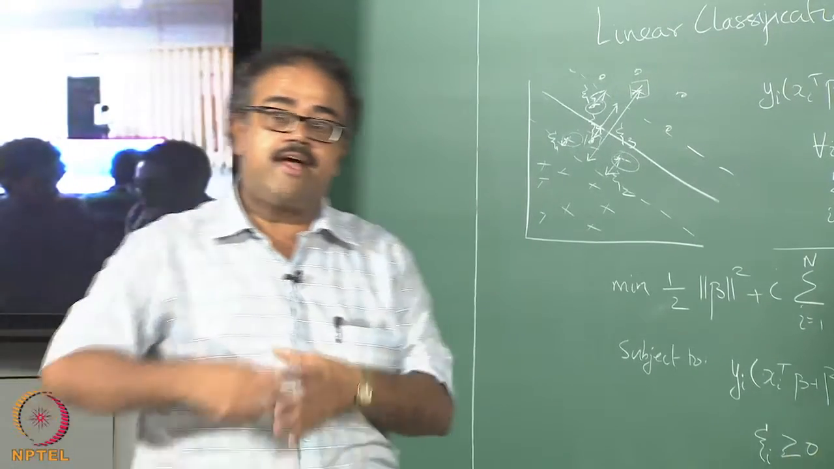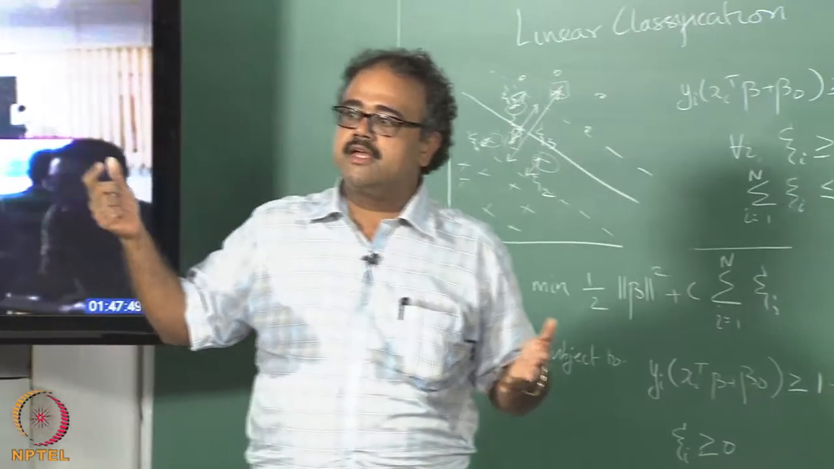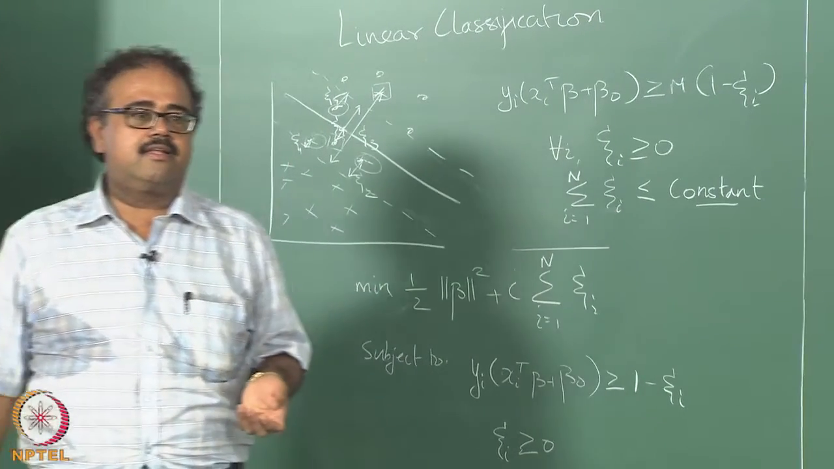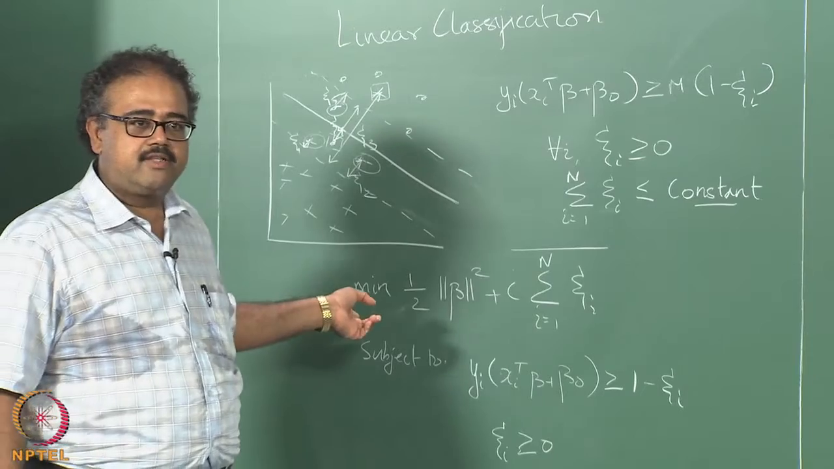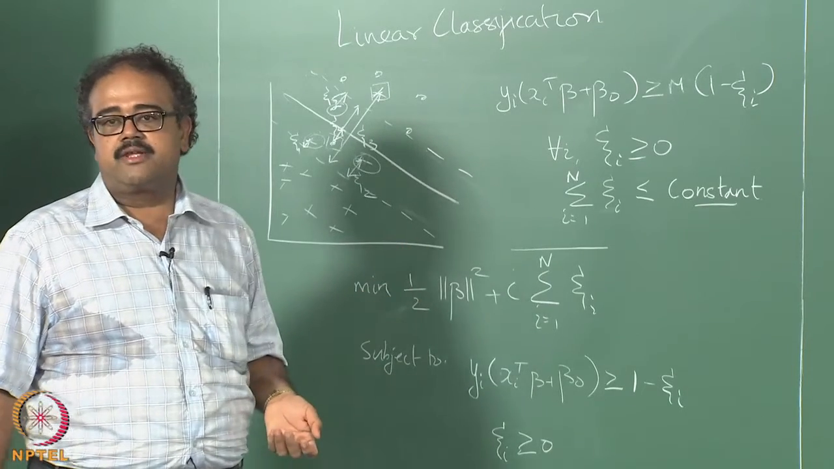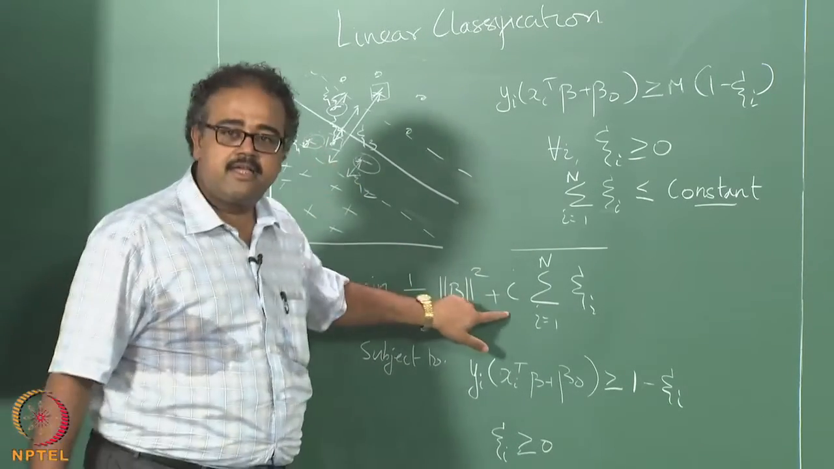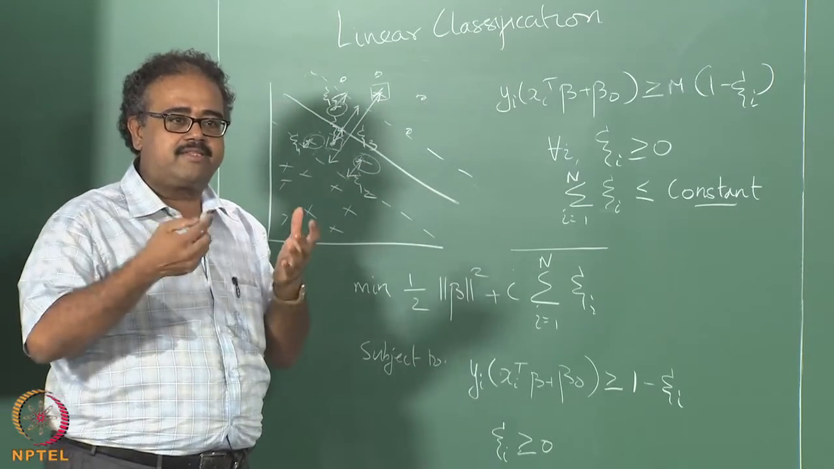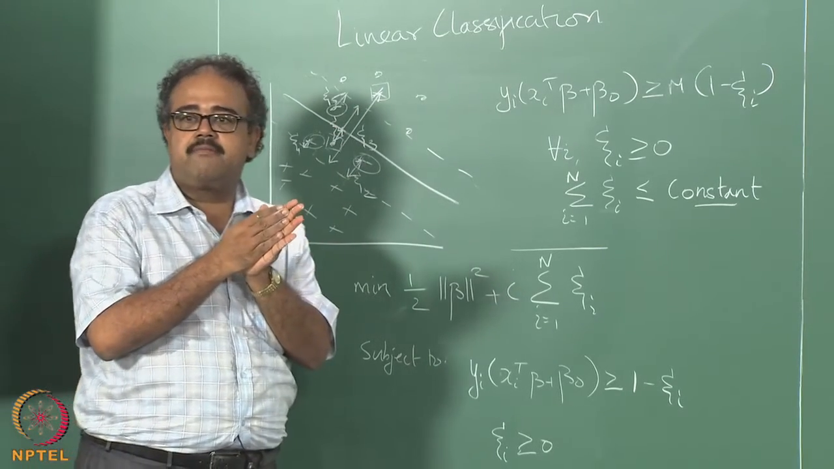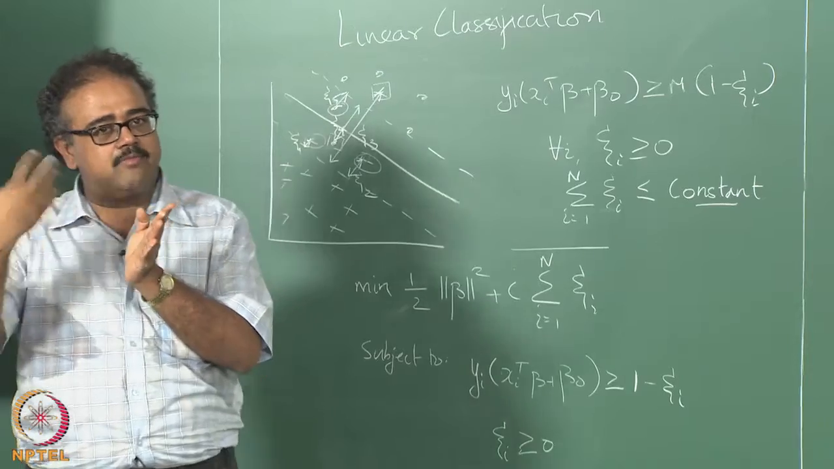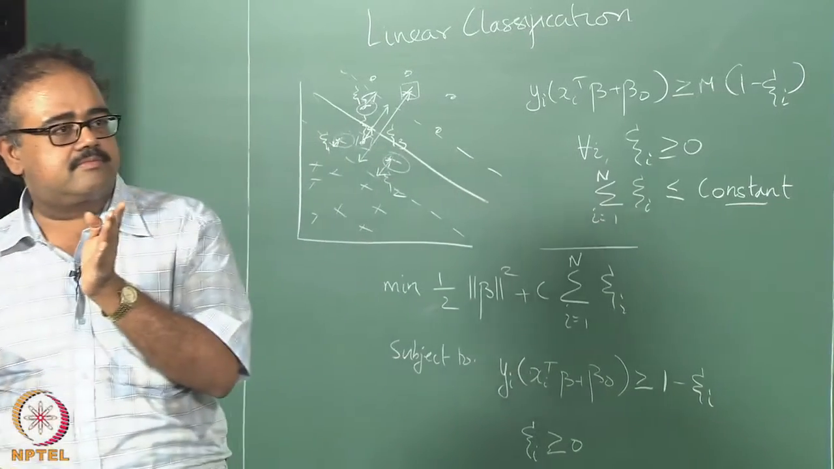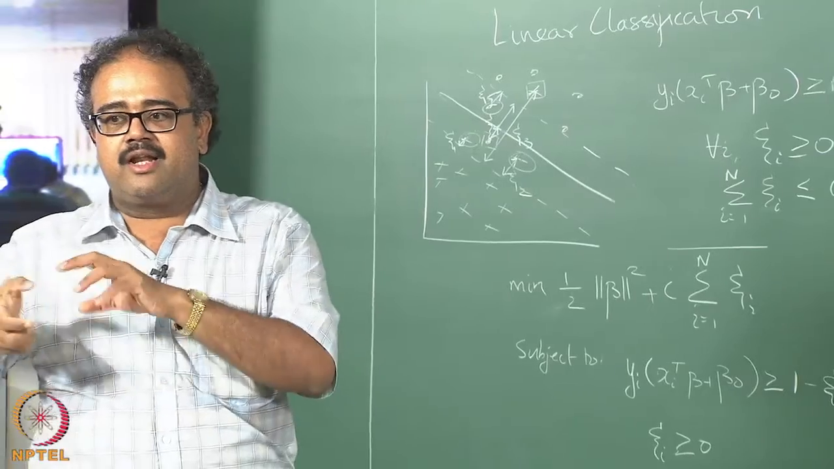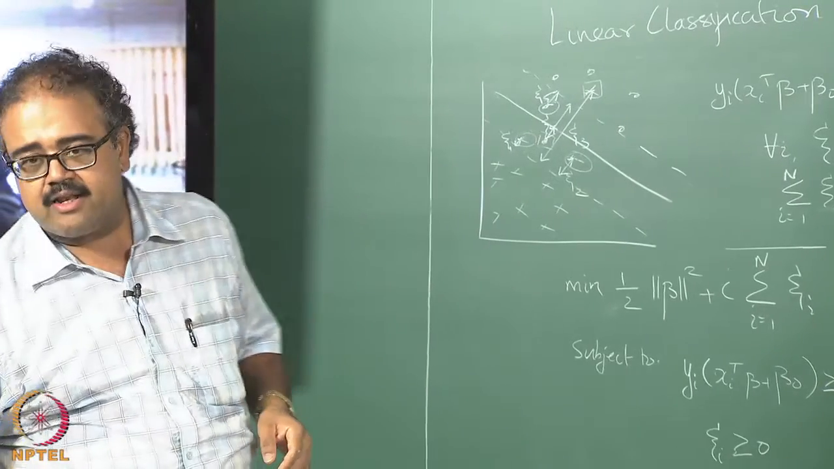So the larger the value of C, the more you are penalizing the violations, so the smaller the xi's should be. So the larger the value of C, the smaller the xi's should be. So this is a trade-off. The larger you make C, the smaller the margin will be, but you will get more of the training data correct. For large values of C, you are allowing a little bit less leeway.